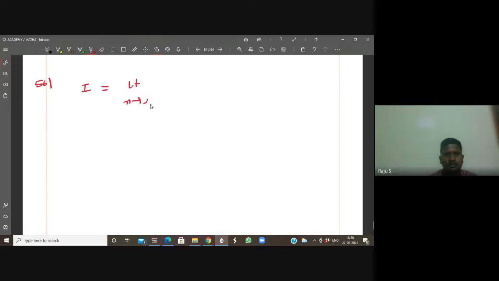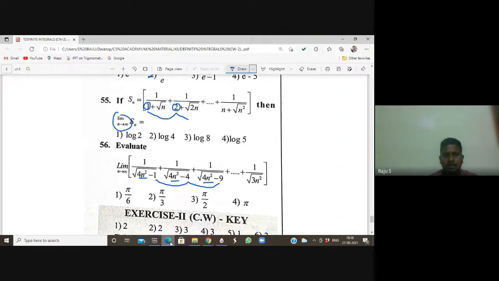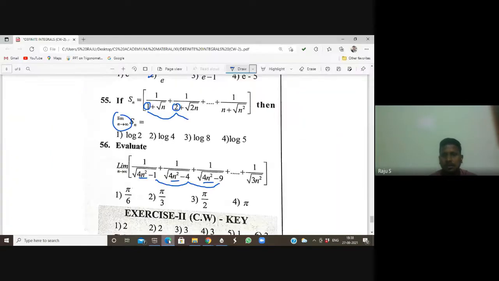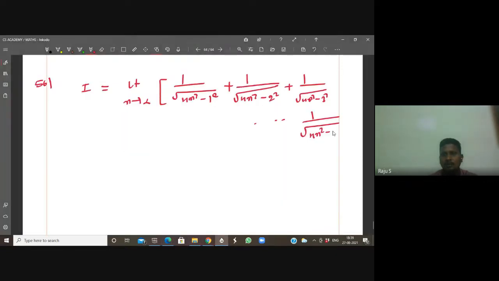Limit n tends to infinity, bracket 1 by root over 4n square minus 1. 1 can be written as 1 square, plus 1 by root over 4n square minus 4 they have given. That 4 I want to write as 2 square, then 1 by root over 4n square minus 3 square, and so on. Observe the last term: square root of 3n square, shall I write 4n square minus n square? Now, limit n tends to infinity, summation r is equal to 1 to n.